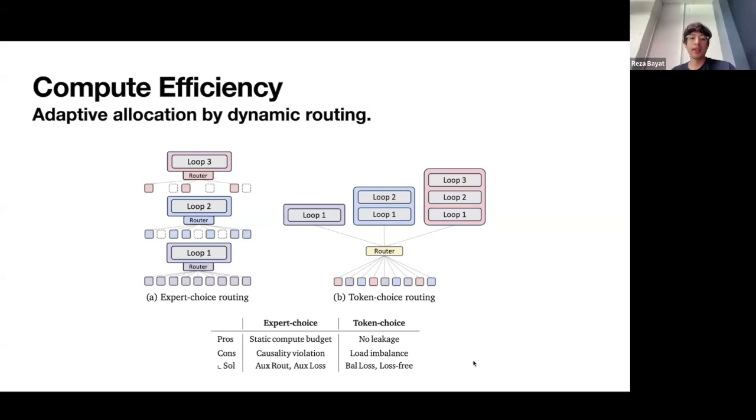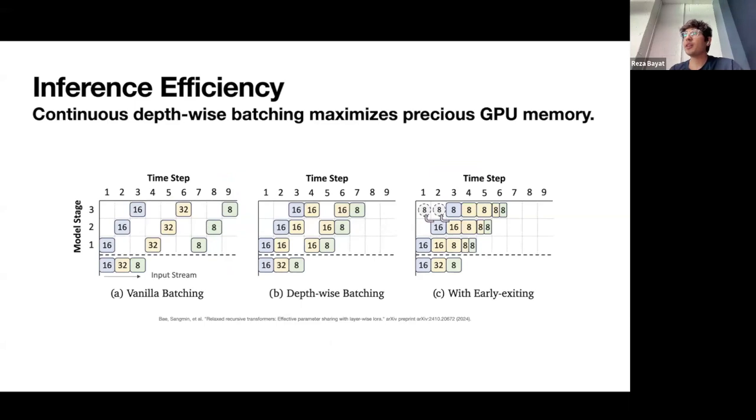Awesome. Okay. Another advantage of having these recursion steps is, as I said, we can do early exiting based on the router score. When some sequences exit, that means we have free memory. So how can we maximize our GPU memory efficiency?